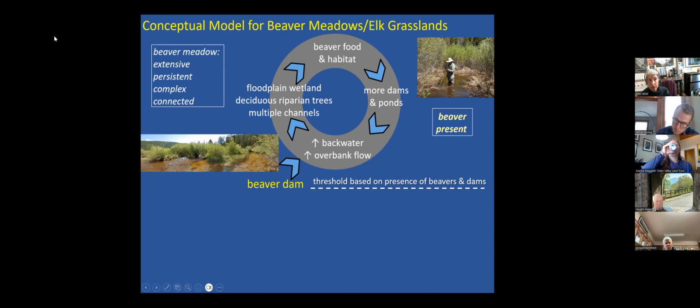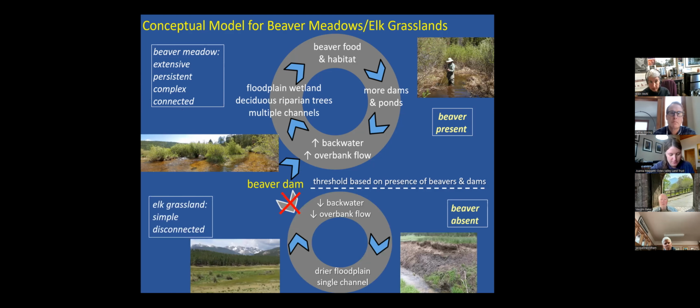It's very spatially heterogeneous, or complex. It's got strong three-dimensional connectivity. And as long as the beavers stay there, you can maintain this. That's a beaver meadow. The other side is the elk grassland. Something causes the beaver to disappear. And of course, in Rocky Mountain, the something was initially commercial fur trapping, and then subsequently the very high population density of the elk that were reintroduced from Yellowstone.